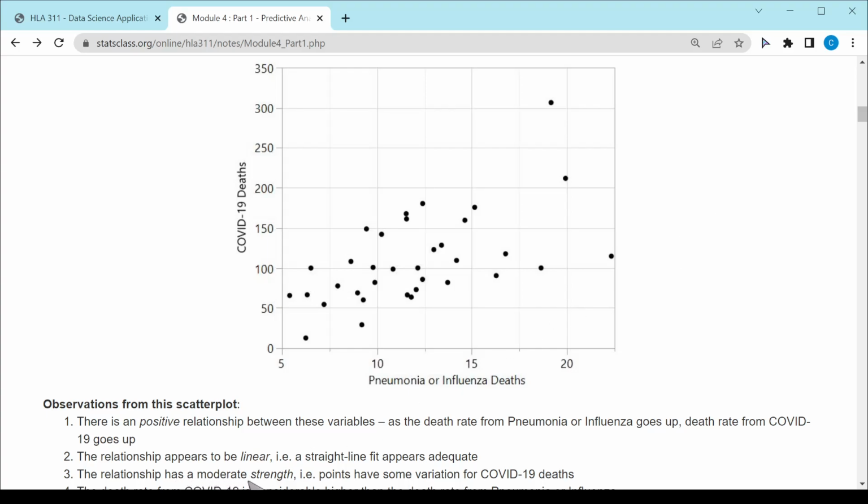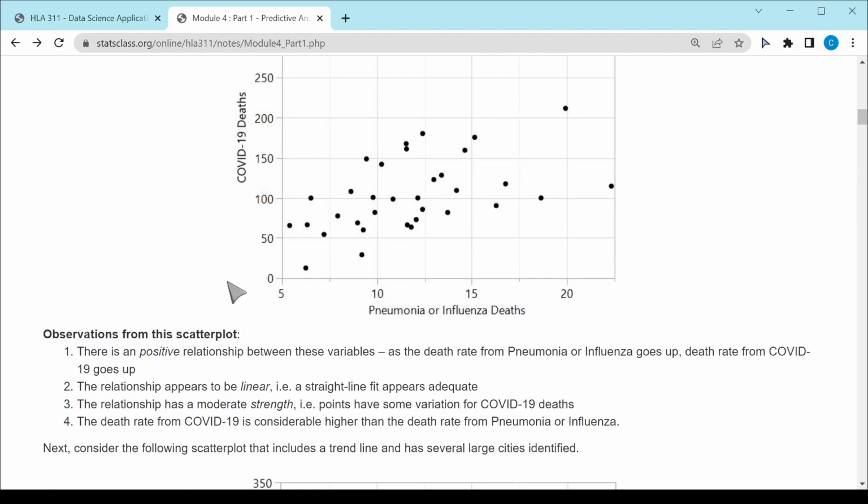The relationship is said to have a moderate strength. So the points do have some variation in the COVID-19 deaths. What I'm looking at here is the amount of variation in the up and down direction. We usually denote the strength of the relationship from weak through strong, and this is kind of in the middle here.